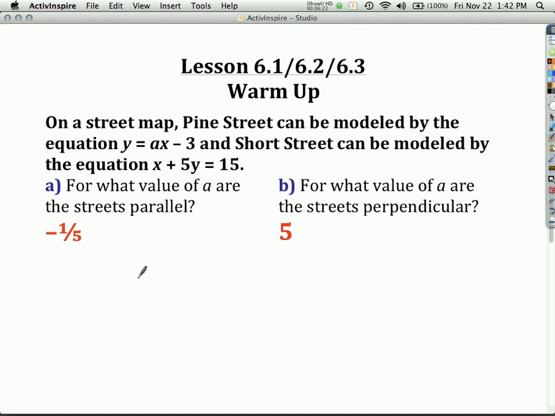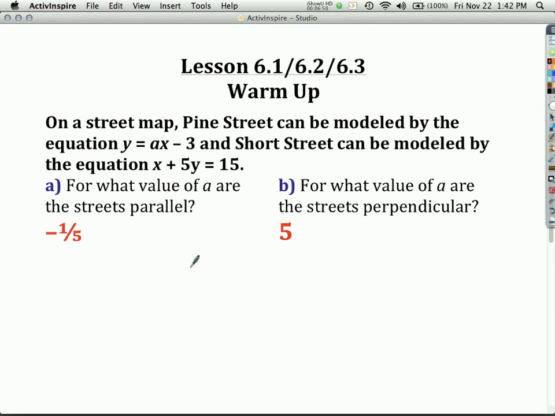Sharik, go ahead. For what value of A are the streets parallel? In this question, I think the connection is that for parallel, it has the same slope? Yeah. The 2 streets will have the same slope. So the slope is missing in this equation, so what I'm asking you is, what number would have to go here for these 2 equations to be parallel lines?